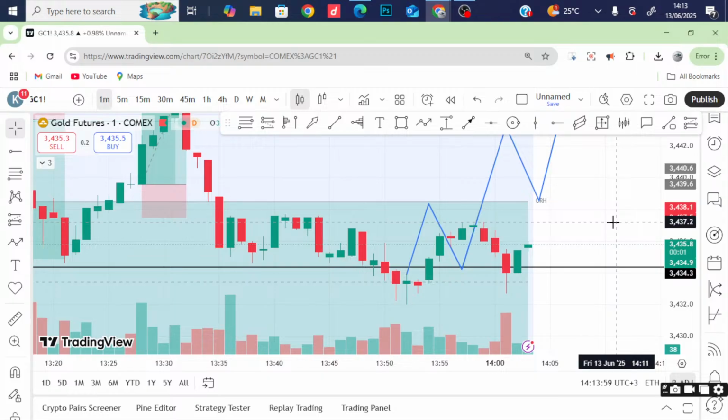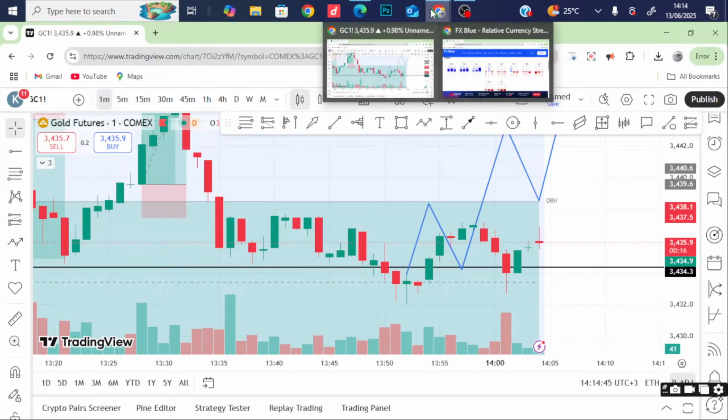Okay, but we need a confirmation. As I can see, there is no confirmation for me. The price is trading within the range now. It means it's having some consolidation.